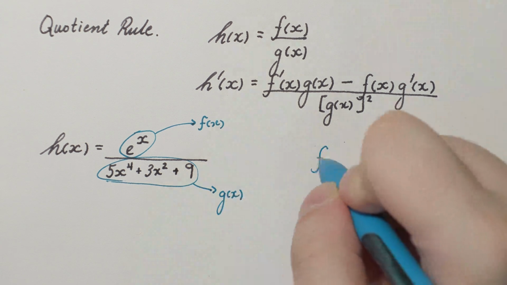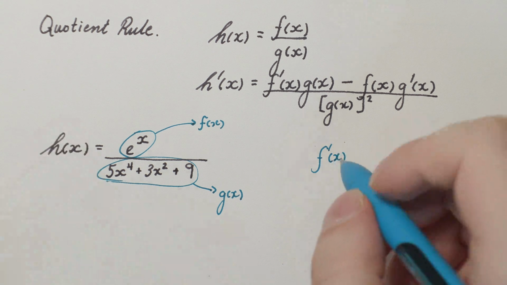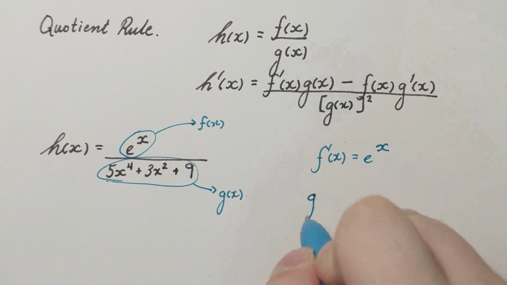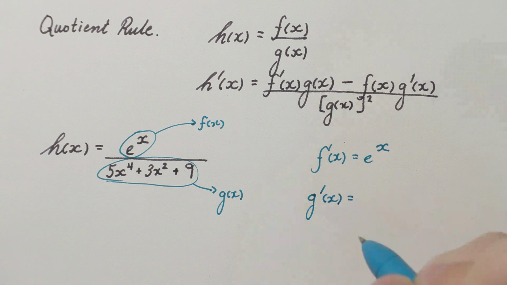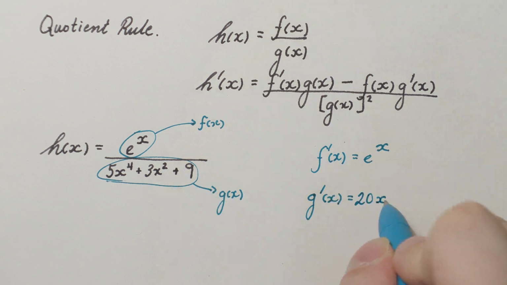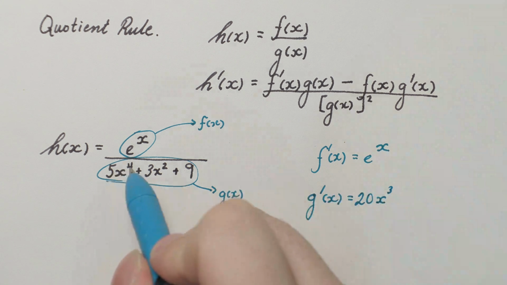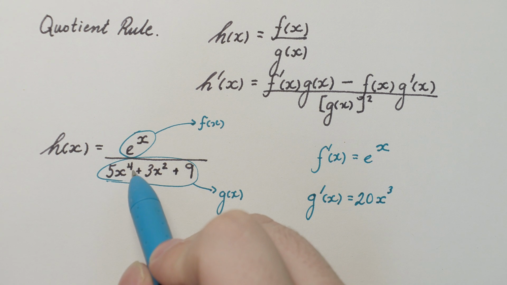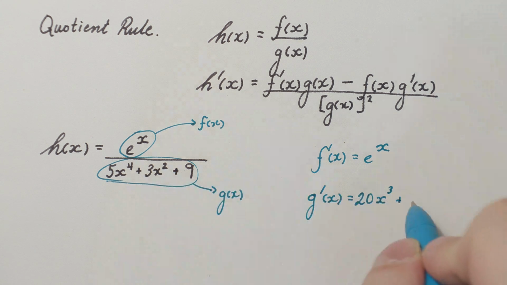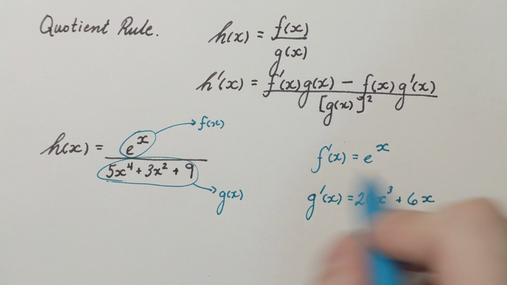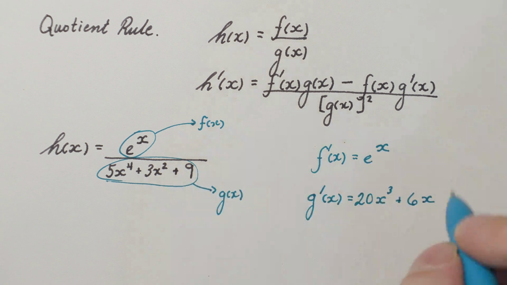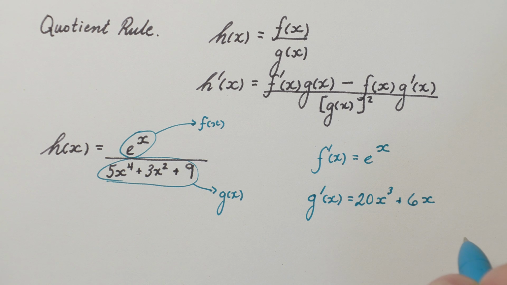So if I take the derivative of the top function, that is e to the x, and if I take the derivative of the bottom function, that's equal to 20x to the 3. Because I have 5 times 4 gives me 20, and I have x, and then the 4 reduces by 1 to give me the 3, plus I have 3 times 2 gives me 6x, and then I have the 2 here, so that reduces by 1, so that leaves me with 1, and I don't write that, plus the 9, and the derivative of a constant is 0, so I leave that alone.